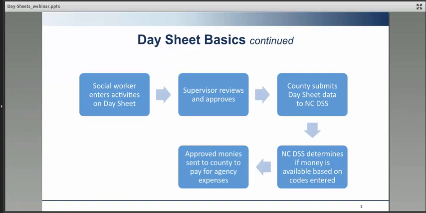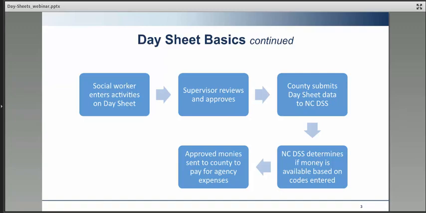DSS is going to determine if money is available based on the codes entered. Now, we're going to talk a little bit more about that further on in the presentation. But basically, the coding that you use tells the state which pot of money, or bank account almost, to pull that money from. And we'll talk more about that idea in a second. But if indeed there's money available and it's been approved by the state, then those monies are sent back to the county to help reimburse for the expenses and the effort that you've put out there.